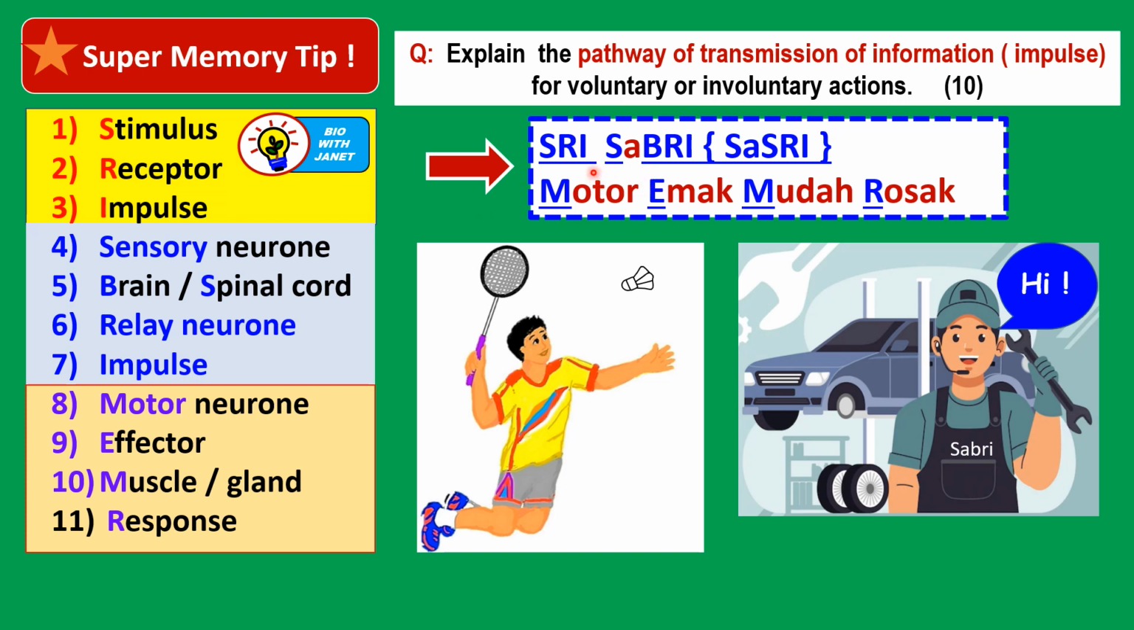You have firstly the components in the receptor, what happens at the receptor, and then Sabri is for the components that are found in the central nervous system, right? And then "motor emak mudah rosak." This is at the effector. All right. Okay, let's try and apply what we have learned here to our questions.